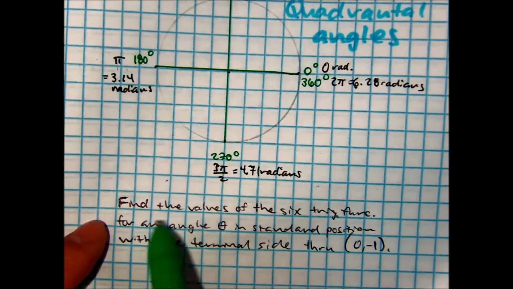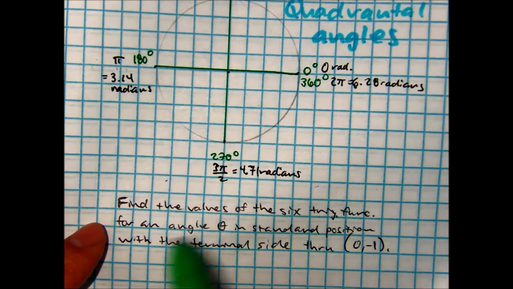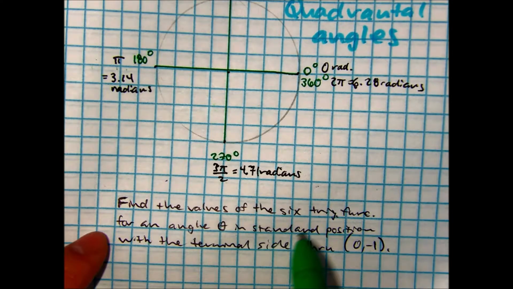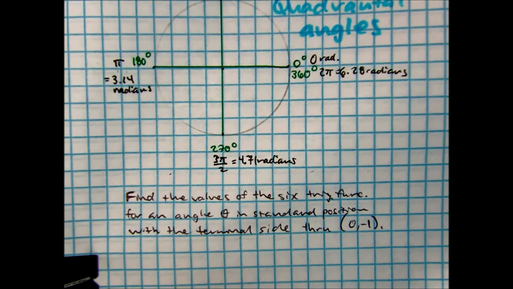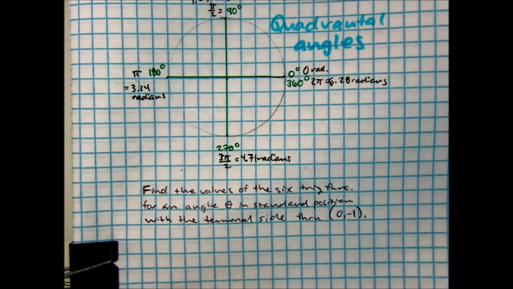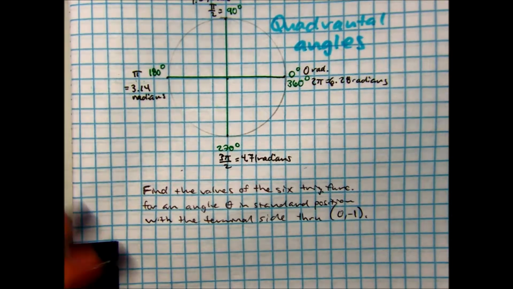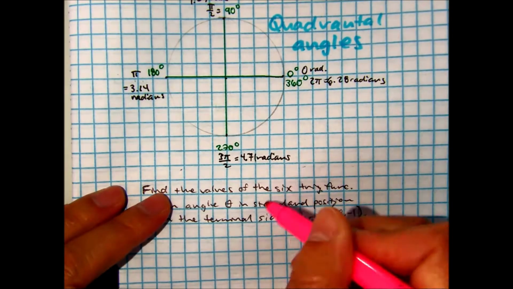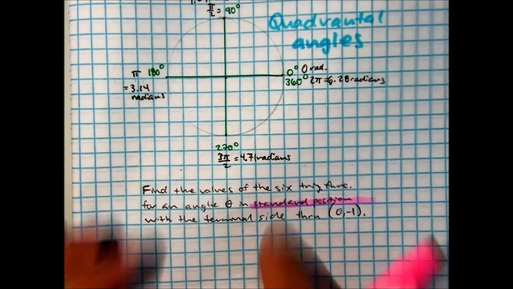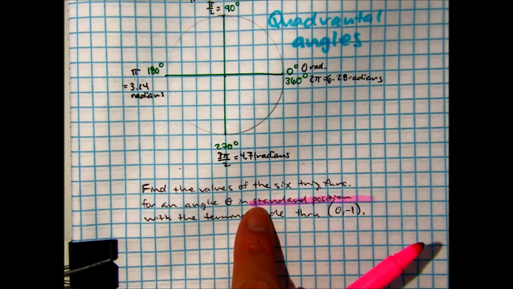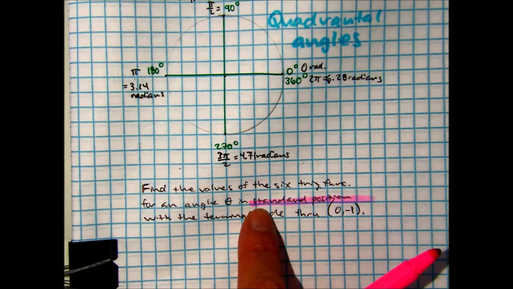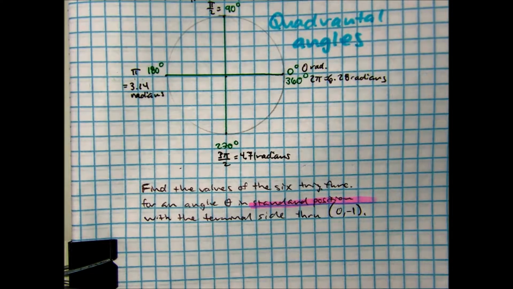To find the values of the 6 trig functions of an angle theta in standard position with the terminal side through (0, -1), I'm going to use the circle we just did. I'm going to highlight for you the standard position. Standard starts with the letter S. Standard position is where you start, or the initial side. Put your finger on the initial side, or where we start.